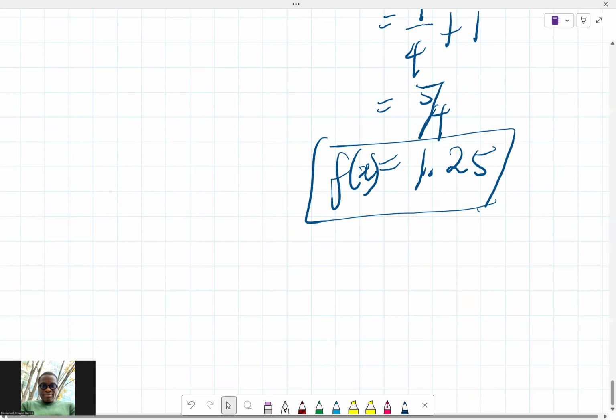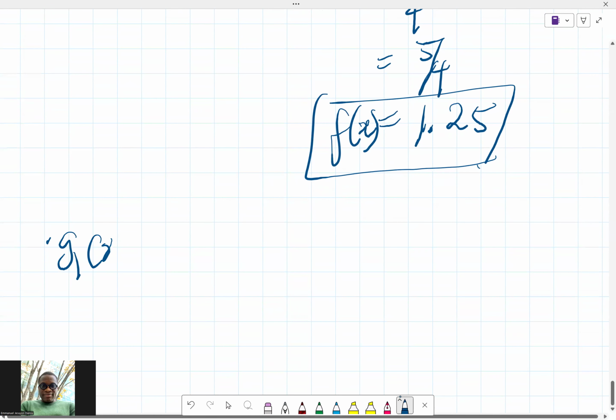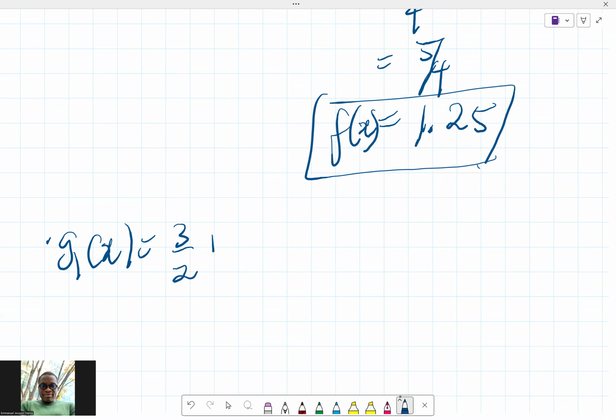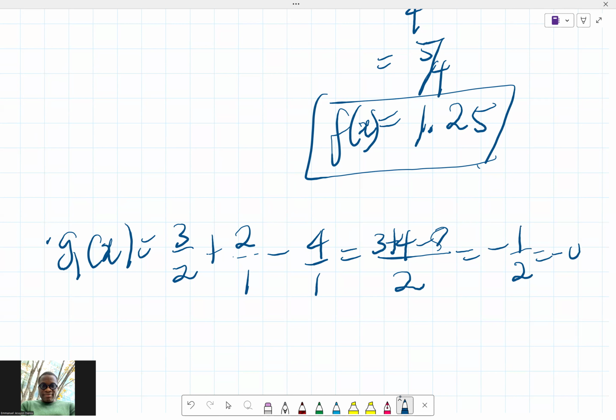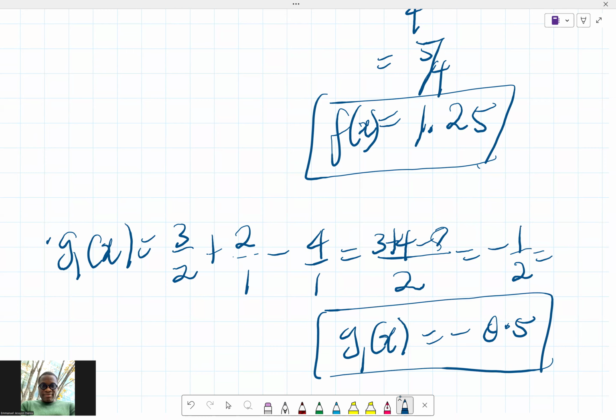If we do that, then we can have g1 of x. Again, g1 of x is x1 plus x2 minus 4. That is x1 here is 3 over 2, x2 is 2 over 1, minus 4 over 1. So that is, with LCM 2, 3 plus 4 minus 8. That is simply 7 minus 8, which is minus 1 over 2, which is minus 0.5. I can bring that down. We have that g1 of x is equal to minus 0.5, like that.